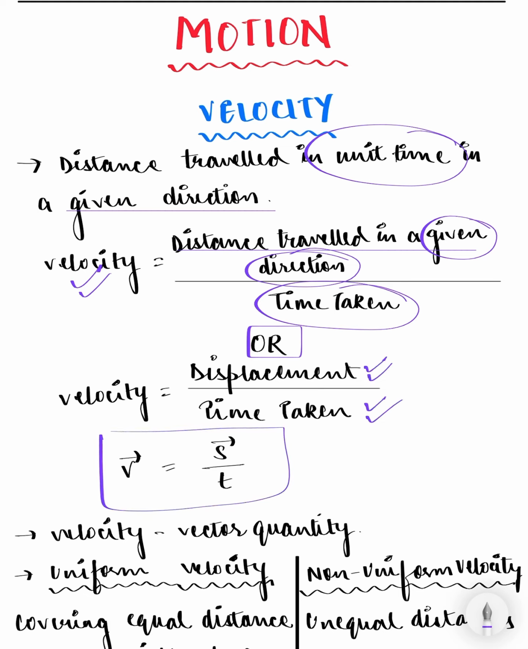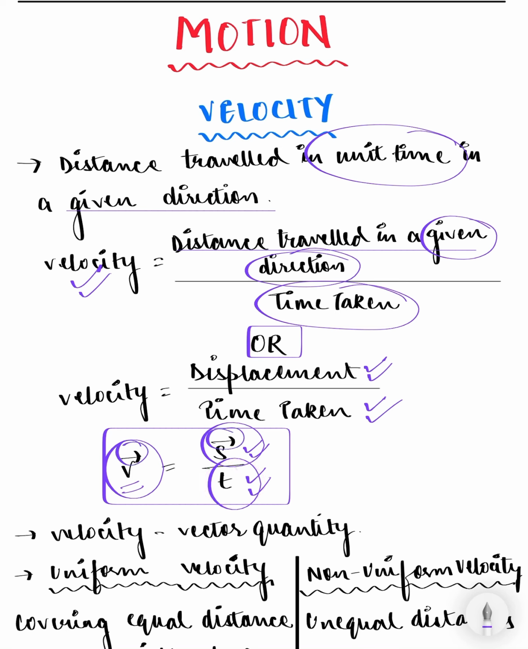So in short form, we can write here that V is equal to S divided by T, where V is the velocity, S could be the distance or the displacement, and T is the time taken. Here the arrows on V and S show that it has a proper direction.